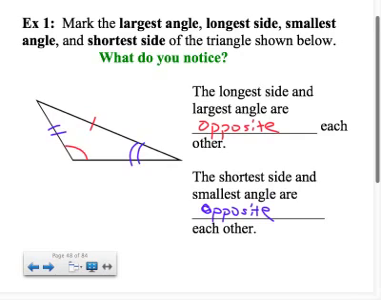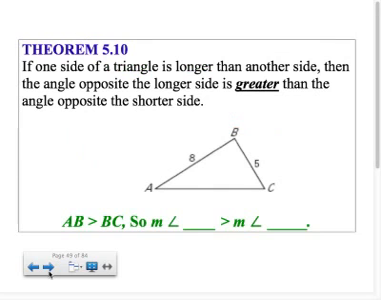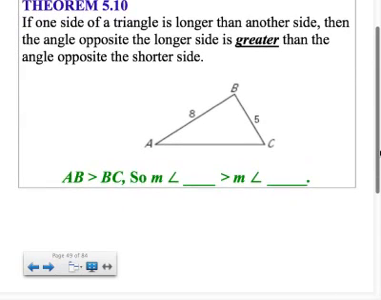And so that's the first big idea in today's lesson, that if one side of a triangle is longer than another side, then the angle opposite the longer side is greater than the angle opposite the shorter side. So in this diagram, since we know AB is longer than BC, that automatically means that angle C has to be bigger than angle A.